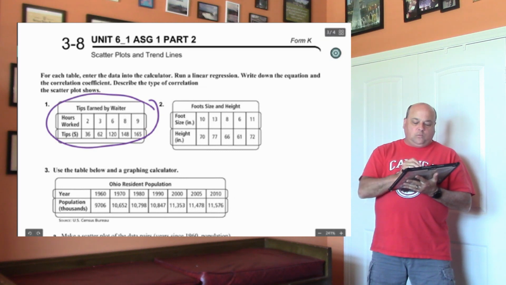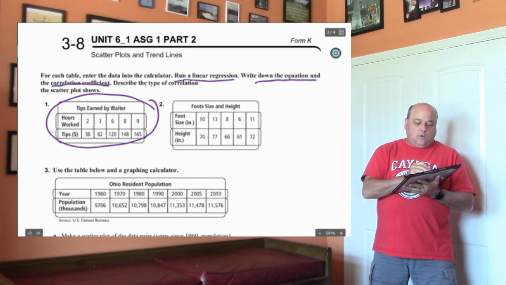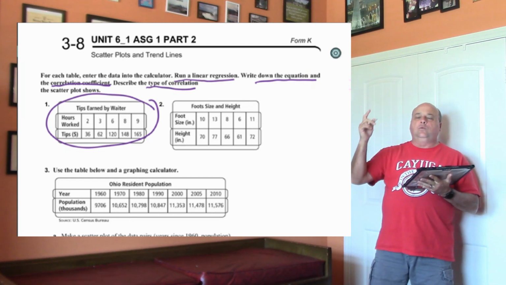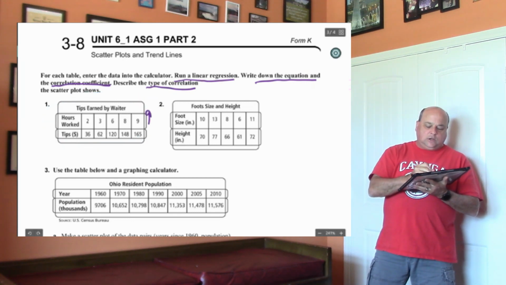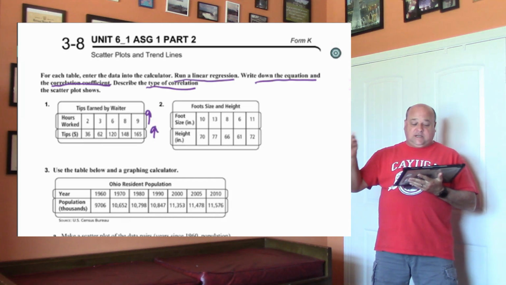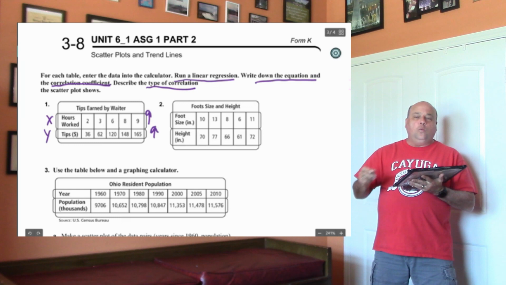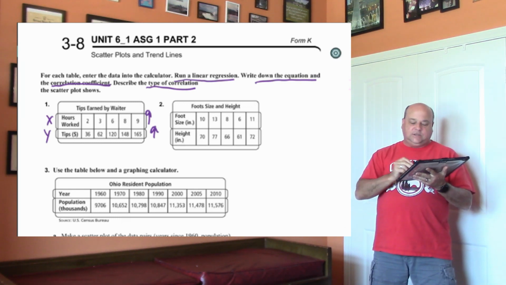Okay, so look at what it says. Run a linear regression, that's what you were just taught. Write down the equation and the correlation coefficient. Describe the type of equation. Okay, so we're going to see if it's strong or weak, okay? Now then on this one, our x's are going up, and so are our y's. This would be a positive correlation, wouldn't it? As x increases, y increases. So x is the hours, y is the tips, okay? The more hours you work, the more tips you get. That makes sense, doesn't it?